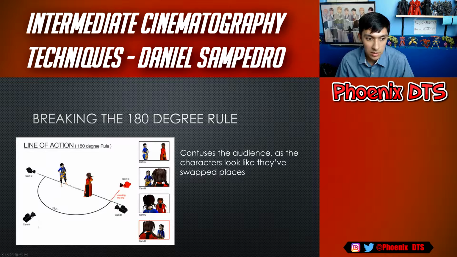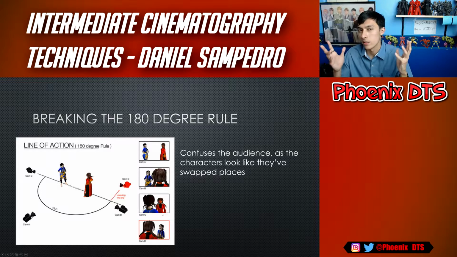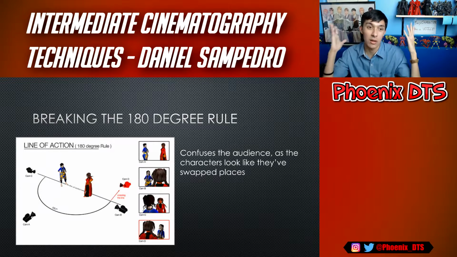So here's another example of why it's good. This is good, and that's cam A. Cam B is over here, and we get an over the shoulder here, and then get another over the shoulder. But if we switch to cam D, it looks like they swap places, and you don't want that, because that confuses you. You're like, wait, weren't they there? And then that just takes you out of the movie.